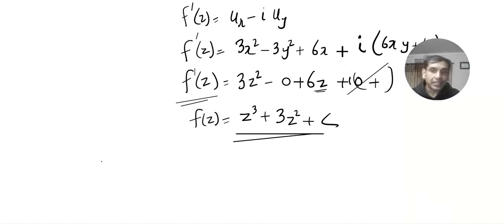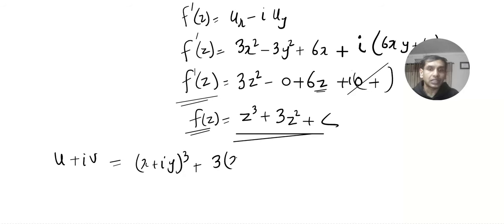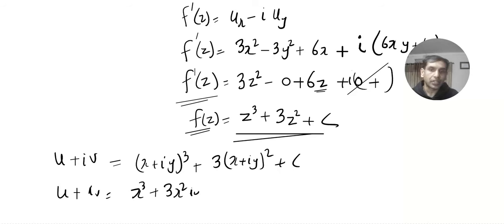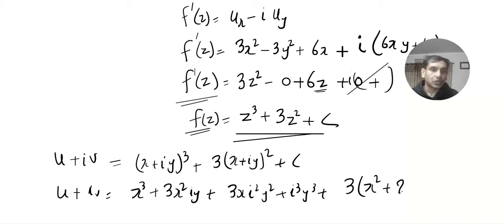Okay, now let me find u and v. So I'm going to separate it. f of z equal to u plus iv. That is x plus iy the whole cube plus 3 times x plus iy the whole square plus c. u plus iv equal to x cube plus 3x square iy plus 3x i square y square plus i cube y cube plus 3 times x square plus 2x iy plus i square y square plus c.